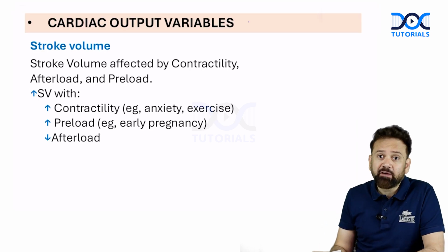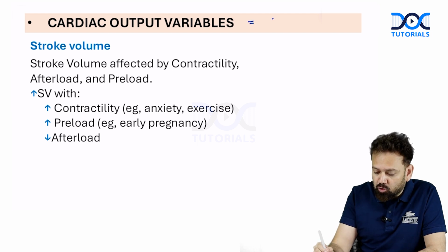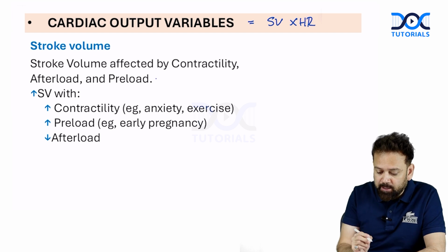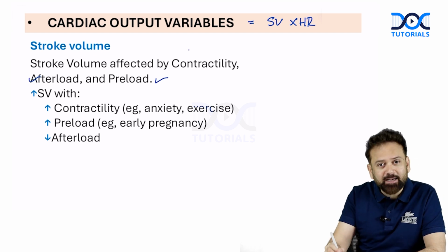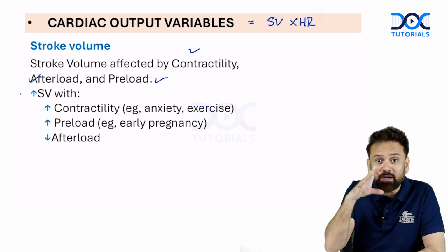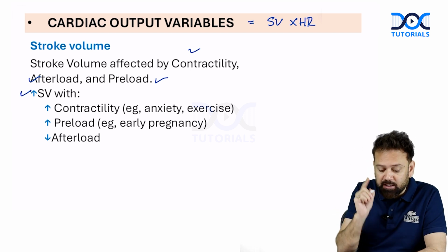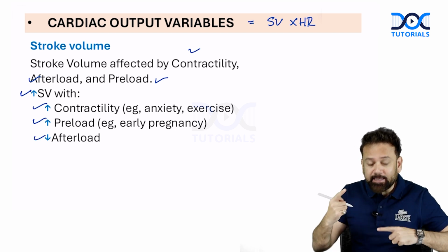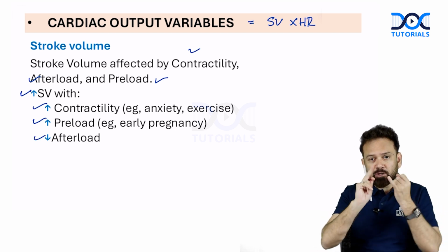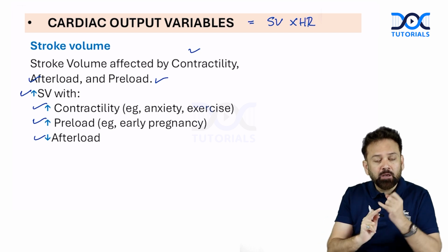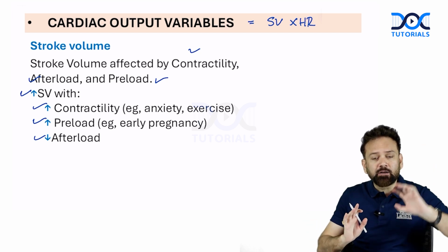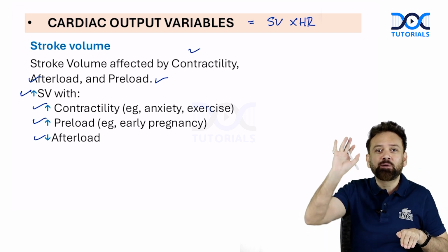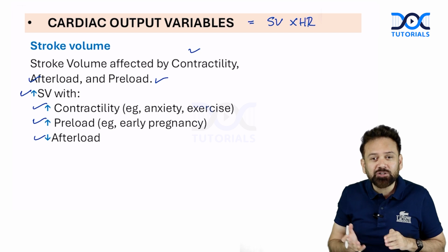Now, cardiac output variables. Cardiac output is stroke volume into heart rate. We have discussed stroke volume is affected by preload, afterload, contractility. This we have discussed, and we will go in more detail now. Stroke volume depends on preload, afterload, contractility. Preload more, stroke volume more. Contractility more, stroke volume more. But afterload, if it is less, only then stroke volume will be more. What is afterload? Mean arterial pressure. Clear?